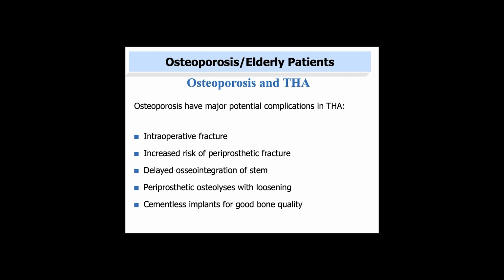Osteoporosis can cause severe potential complications in total hip arthroplasty. It has an increased risk for intraoperative fracture, and increased risk of periprosthetic fracture after the surgery. It can cause delayed osteointegration of the stem, periprosthetic osteolysis with loosening, and cementless implants are not always the best choice and are developed for good bone quality and not for patients with osteoporosis.